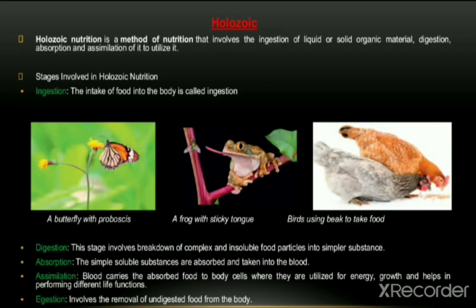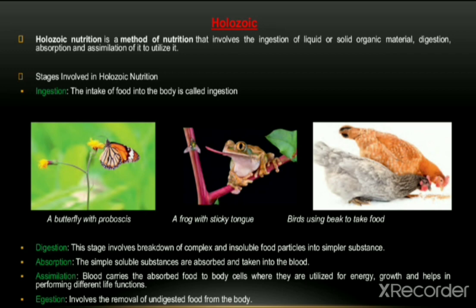Holozoic. Holozoic nutrition is a method of nutrition that involves the ingestion of solid or liquid organic material, its digestion, absorption, and assimilation, and its utilization by the animals. There are various stages involved in holozoic nutrition. They are ingestion, digestion, absorption, assimilation, and egestion.